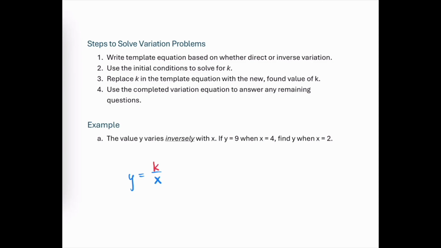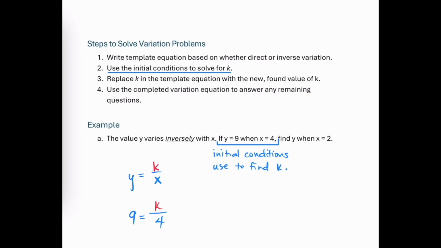So this first phrase translates into what we'll refer to as a template equation that we're using based on the fact that this was inverse variation. In step 2, we're asked to find initial conditions and use them to figure out what our variation constant is. So back down here in the example, we're given some initial conditions. If y is 9 when x is 4, these are the initial conditions that can be used to find that variation constant. So we'll plug in 9 for y, k is the value that we're trying to solve for, and we plug in x is equal to 4.